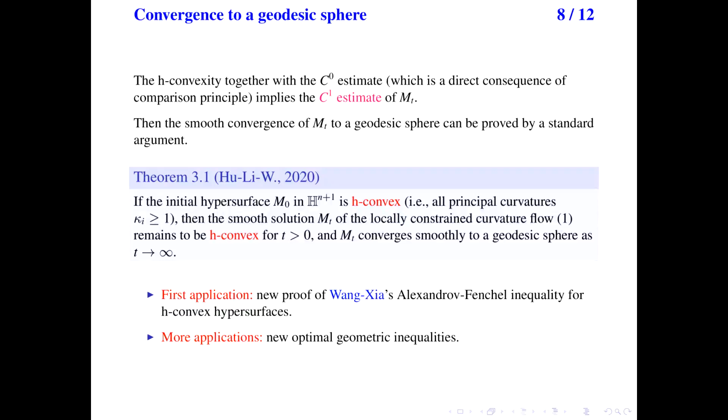Then recall that the Brendle-Guan-Li flow has a very nice monotonicity property. So combining the monotonicity with the convergence result, we obtain a new proof of the Wang-Xia Alexandrov-Fenchel inequality for h-convex hypersurfaces. Moreover, we can find more applications. We can apply the convergence result to prove new optimal geometric inequalities. And I will state the new geometric inequalities in the following.